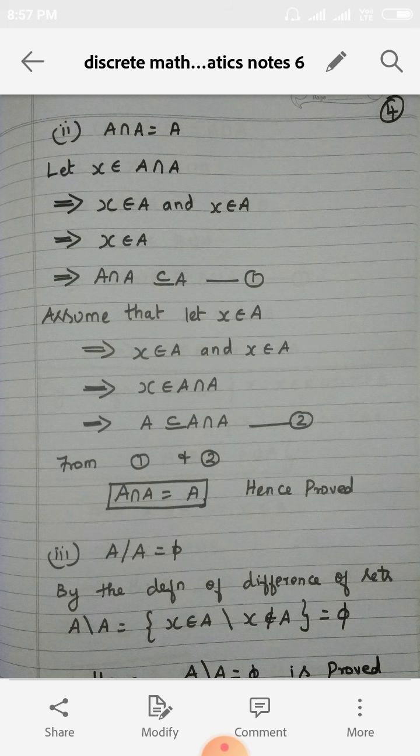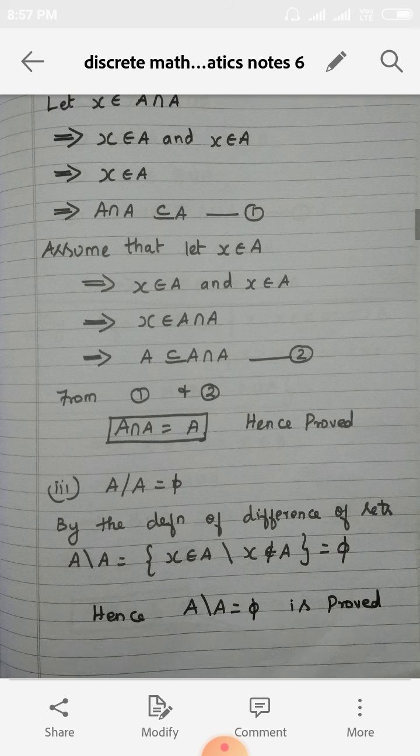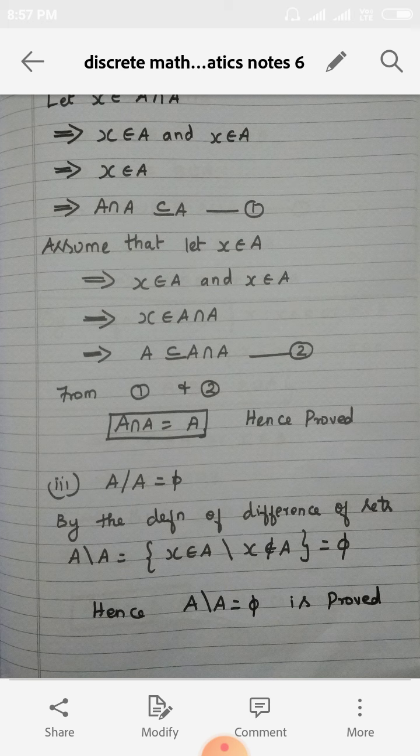Next, we have to put the converse part. So let us assume the right hand side, X belongs to A. That is, this implies X belongs to A and X belongs to A. This implies X belongs to A intersection A. So AND means intersection. So X belongs to A intersection A. Therefore, A contains or equal to A intersection A. So from 1 and 2, we get A intersection A is equal to A.